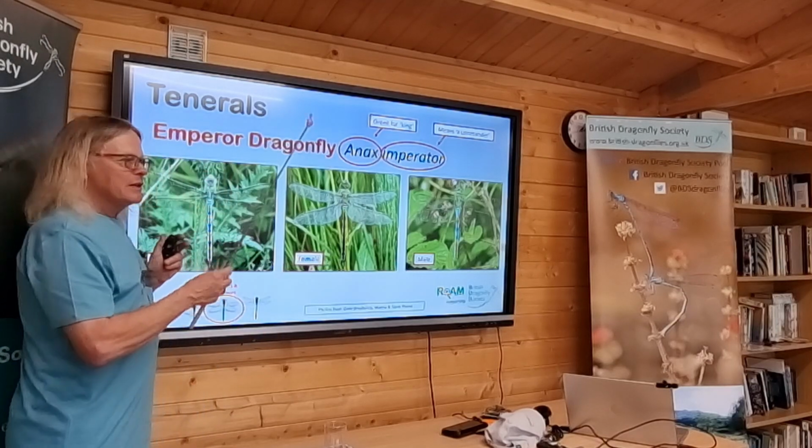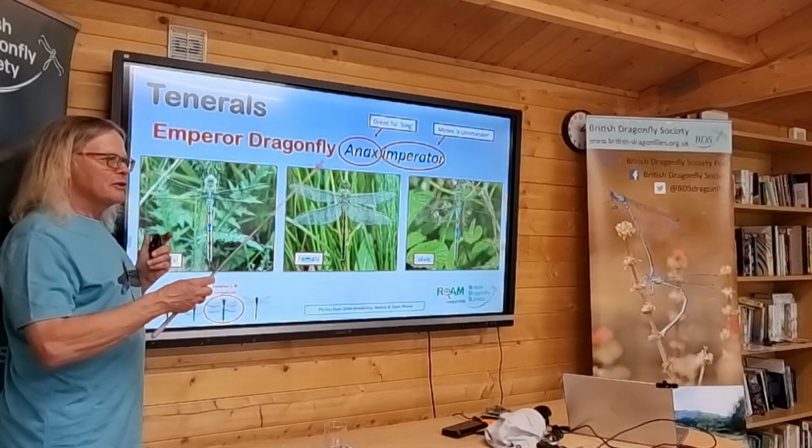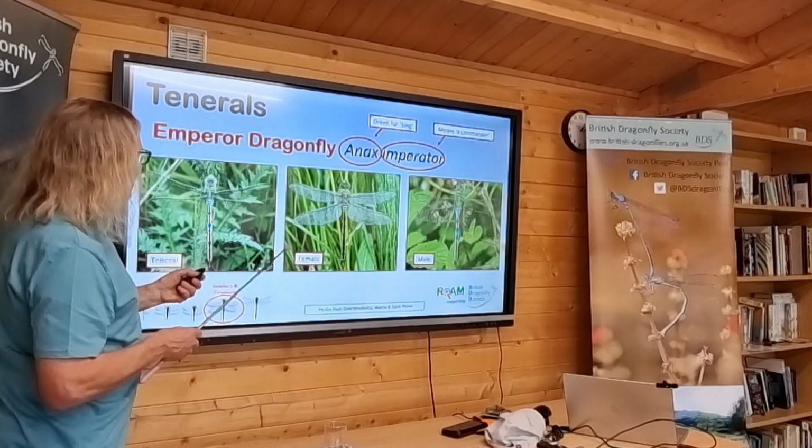When you come to the darters, the chasers and the skimmers, they didn't come around till after the Jurassic period. They're a lot younger. They're a more advanced dragonfly.